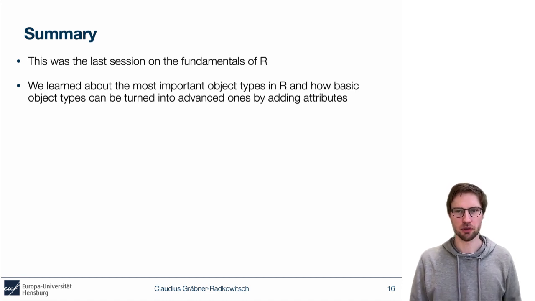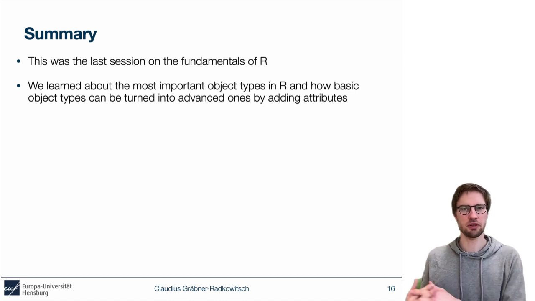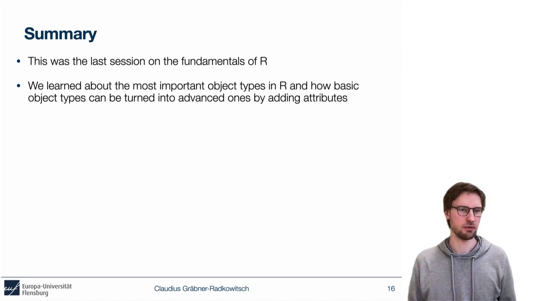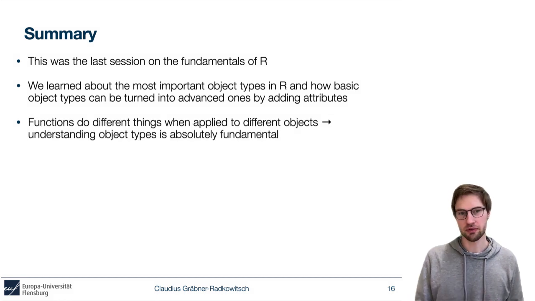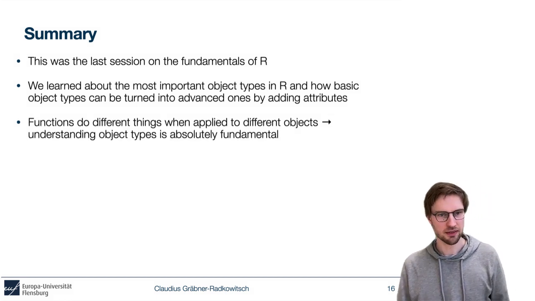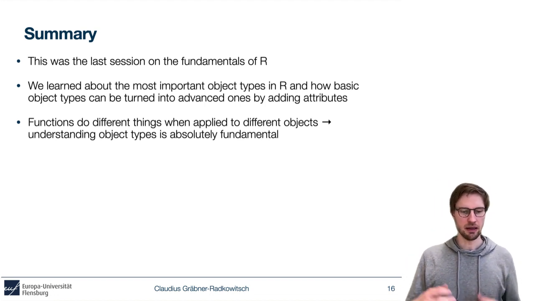learned about the most important object types in R, and how these basic object types can be turned into advanced object types by adding attributes. This is terribly important because functions do different things when they are applied to different objects, and therefore understanding different object types is absolutely fundamental.